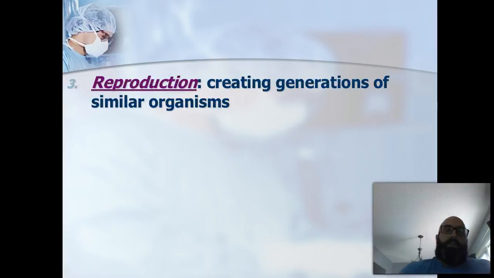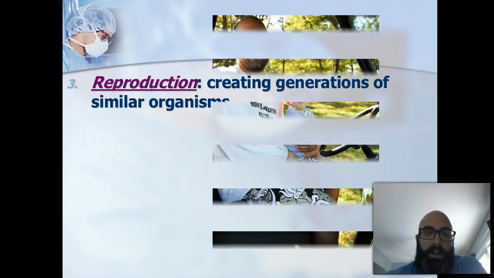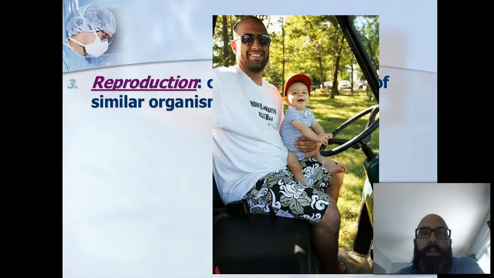Another thing all living organisms do is they reproduce, or create generations of similar organisms, or pass down traits. This comes into play where all cells come from pre-existing cells, which was one of the central dogmas of biology. For example, here's me and my son Owen when he was less than a year old.